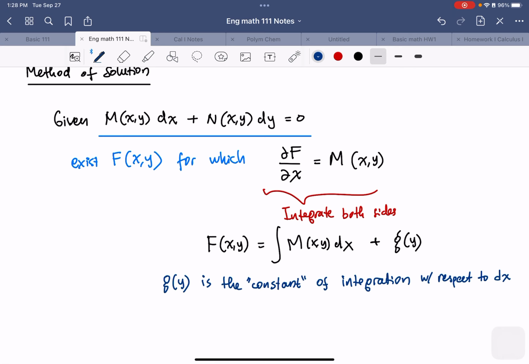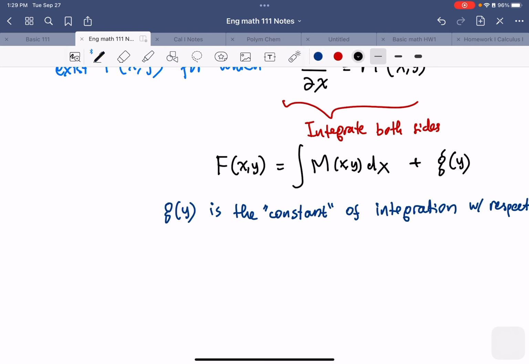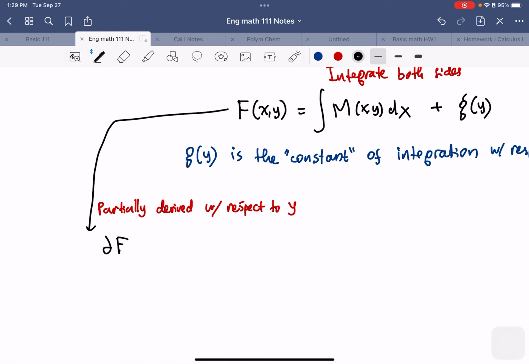So when we have this, let me make an arrow here and write: partially derive with respect to y. Then we will have partial F, partial y, and the integral of M and g will be derived with respect to y.